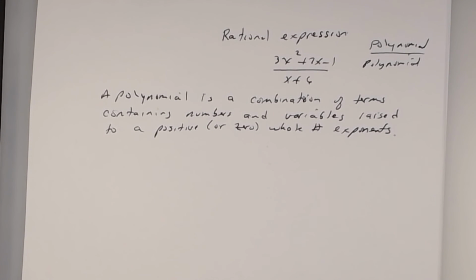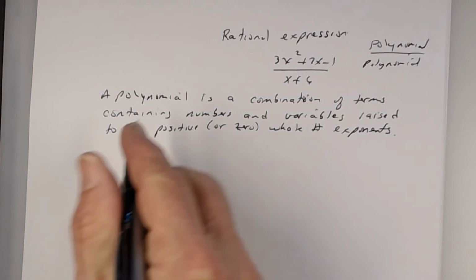So a polynomial is where you have one or more terms. It could be just one term, still considered a polynomial. But those terms have to be made up of either numbers or variables, or a combination of numbers and variables. But your exponents, and that's important, your exponents have to be what kind of numbers? Positive or 0, whole numbers though, right? Okay, so here are some examples.